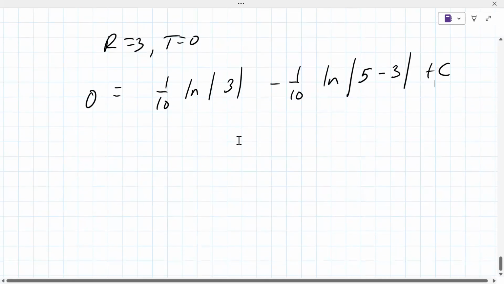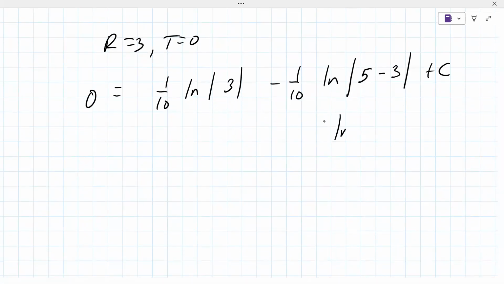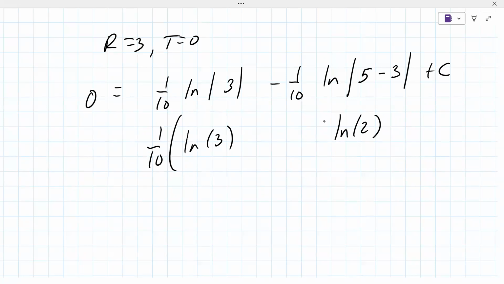So there's a bit more to do here. You can combine the logarithms. This becomes natural log of 2. This is natural log of 3. You can factor out the 1/10 from both of those, and then you've got a difference here. So it becomes 1/10 natural log of 3 over 2. And then you move that to the other side of the equation, and it ends up being negative there.